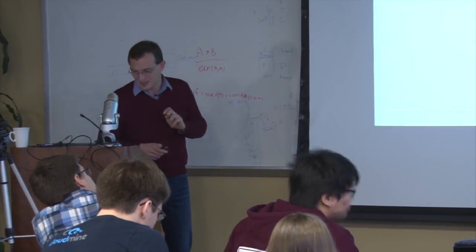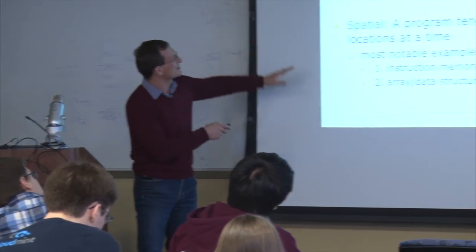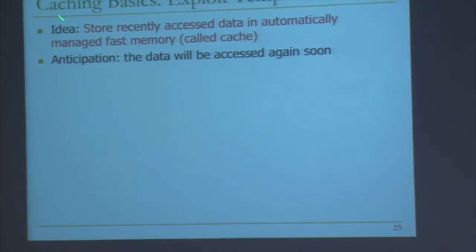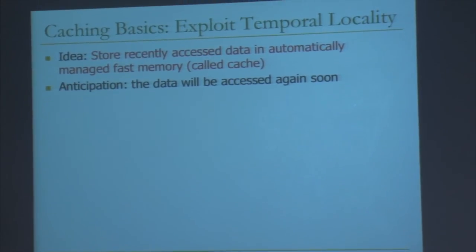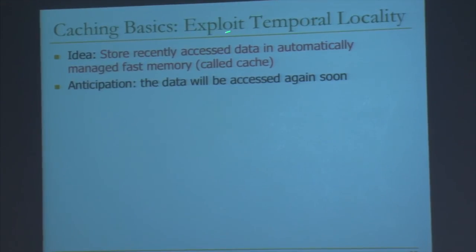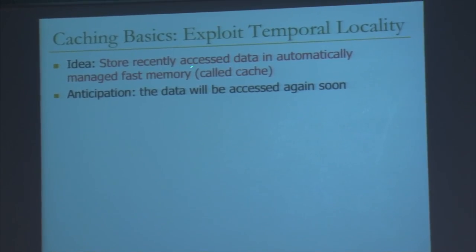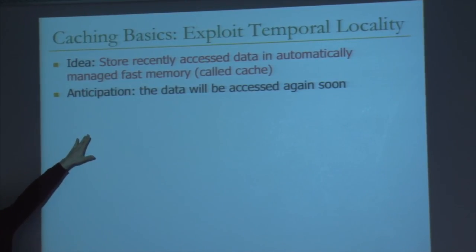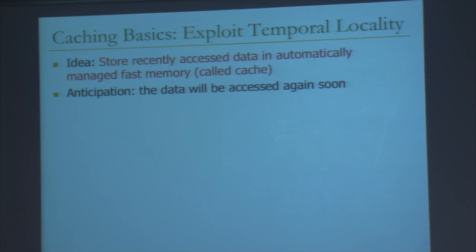So basically, these two principles or characteristics of programs lead to caching. And how do you exploit temporal locality? Well, once you know what temporal locality is, it's easy, right? You can store recently accessed data in automatically managed fast memory. This is called cache. And the anticipation is that this data will be accessed again soon, and you'll be correct if the data exhibits temporal locality.